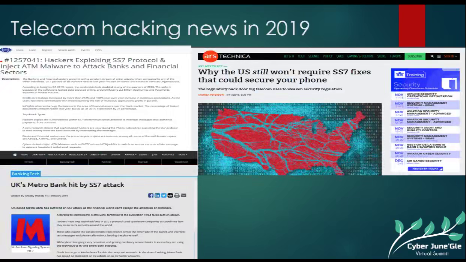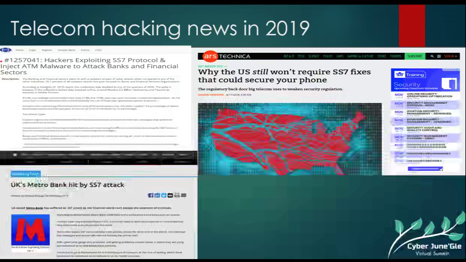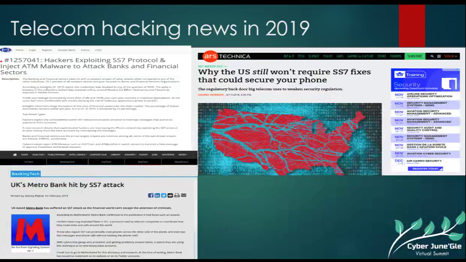As you can see in this slide, according to the news, many frauds and other types of cyber incidents have occurred in past several years while abusing telecommunication and mobile infrastructure. In the top left corner, you can see that malefactors exploited the SS7 network to inject malware to attack financial companies and banks.